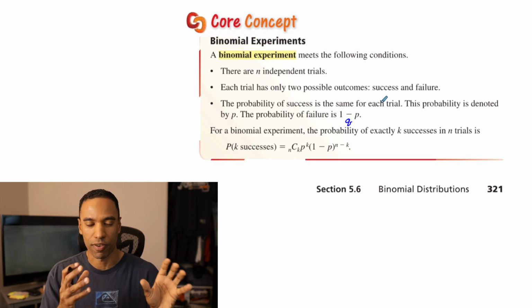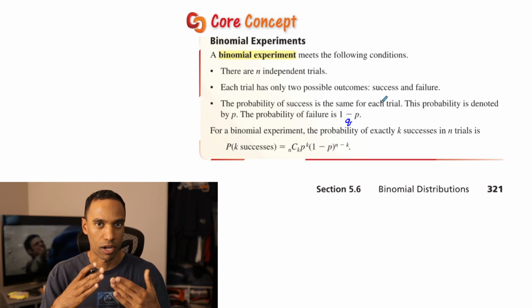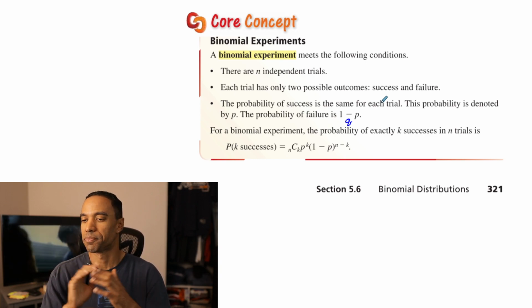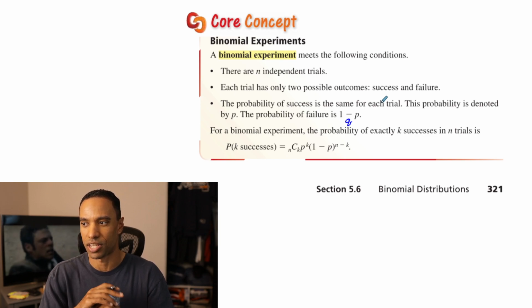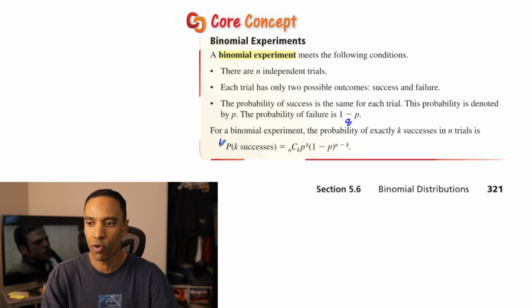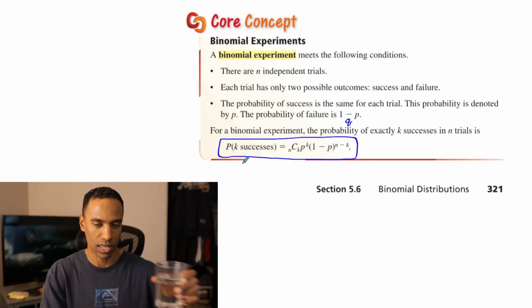And success plus failure has to be 100% of everything. Either you make the shot or you miss the shot. That accounts for all 100% of shots. For a binomial experiment, the probability of exactly k successes in n trials is this. Now, this formula is going to look very wonky, and there's no real way that I can do it any simpler than this. They will show formulas within these things.